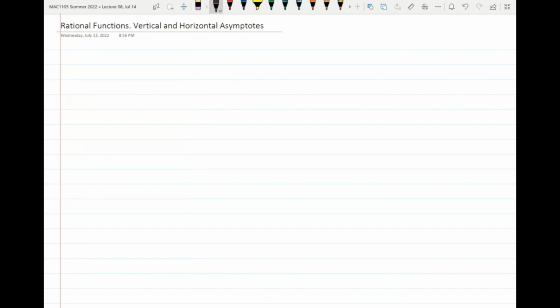Let me write down the definition. A rational function is just a function that is a quotient of two polynomials. Okay? So definition.